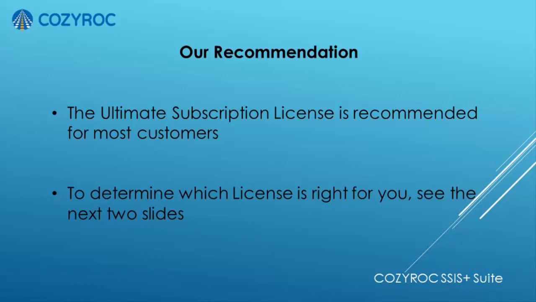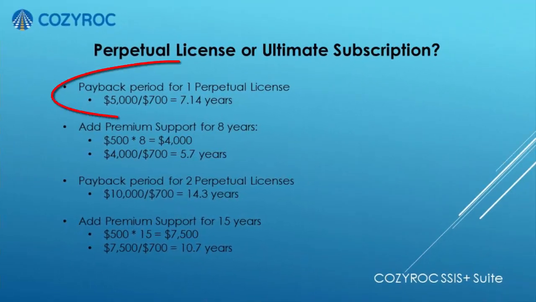And on the next 2 slides, I'm going to show you some examples of how to do the math to determine which license is right for you. The cost of the subscription has changed, but the examples will give you an idea of how to do the math yourself using the current price. The first case I'm going to show you is the case where you only need one license key. So I took the price of a Perpetual license and divided that by the annual subscription price for the Ultimate Subscription.